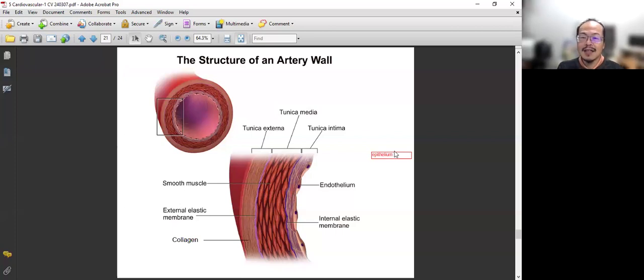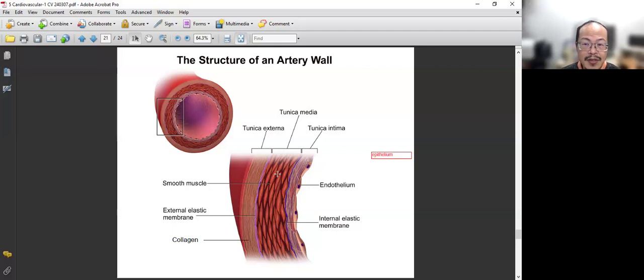Endothelials are different. Endothelials are the border between the blood and the vessel wall. So that's the endothelium. Endothelium. All right. So what's its function? Its function basically is to control vessel diameter. It will control the next layer. This next layer is called tunica media, the middle layer.